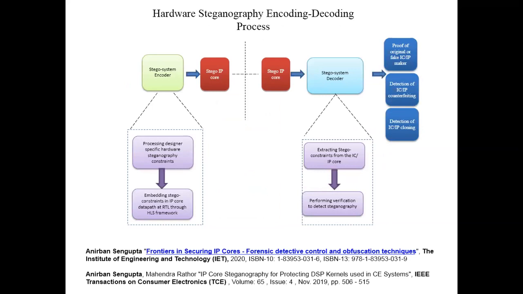So this is pretty much what I was already saying. You have two phases: one is the encoder phase and the second is the decoder phase. In the encoder phase, you try to embed the steganography information, which is considered digital information or digital evidence as per forensics. Once it gets into the design, it is possible to retrieve it for detection purposes at the decoder stage. Next slide, please.